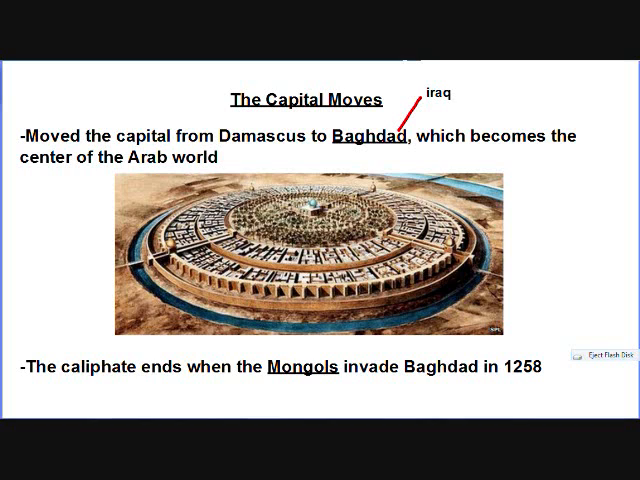So the caliphate ends, unfortunately for them, at the hands of the Mongols, who are a very interesting group we're going to study later in the year. The Mongols are a nomadic group that invades. They take over a huge chunk of territory. They're brutal. They're vicious. And one thing they do is invade Baghdad. In 1258, they take it over, and they eliminate the final vestiges of that Islamic empire there.